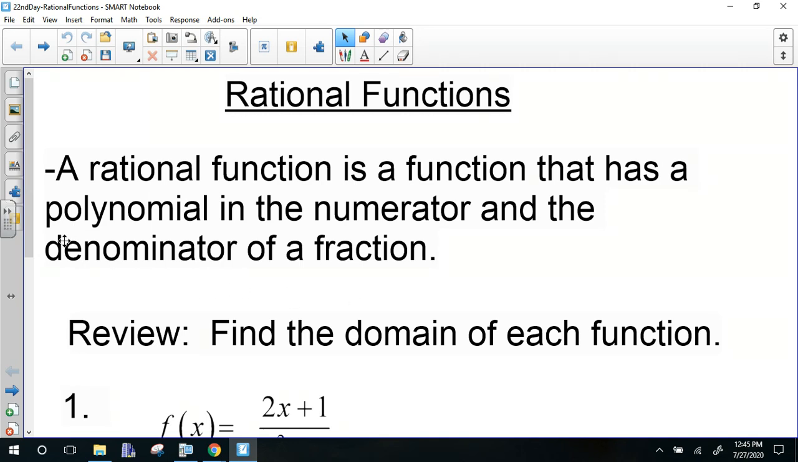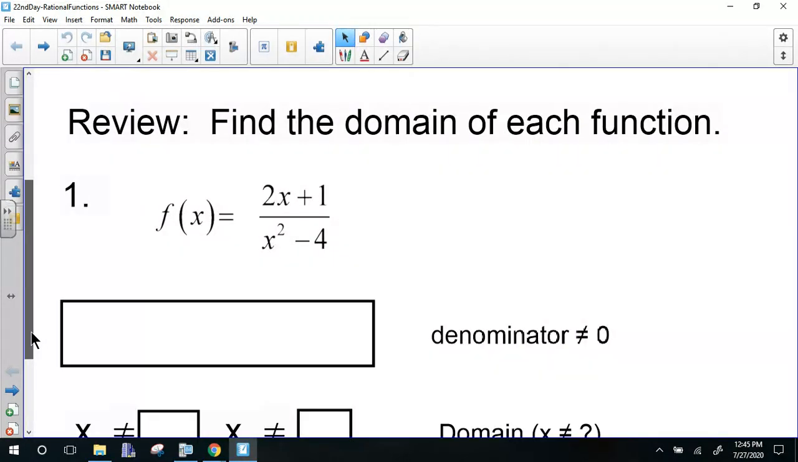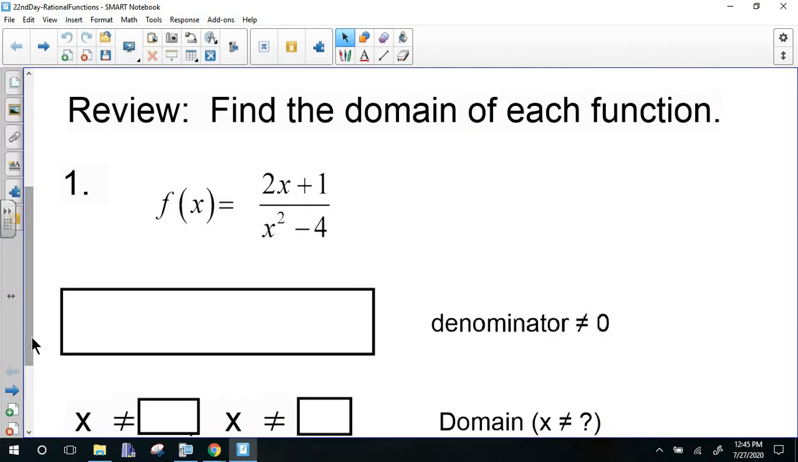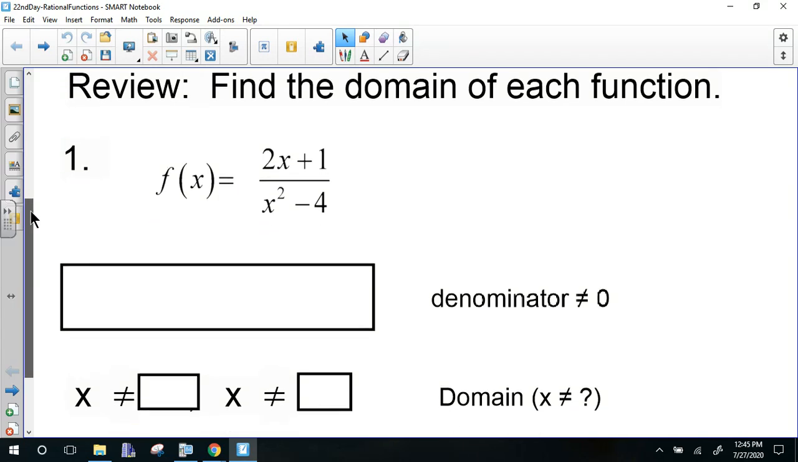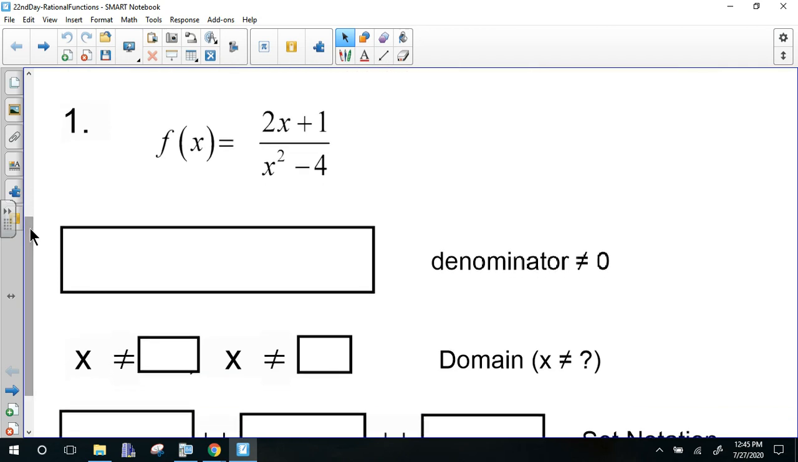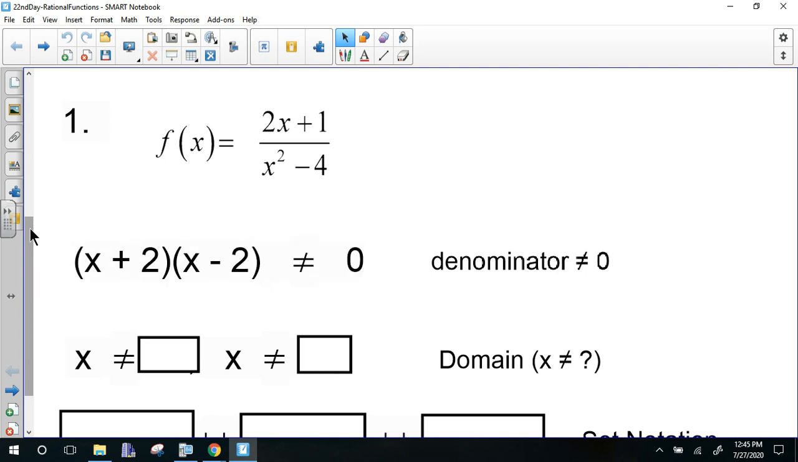So, the first thing we want to do is find the domain. This should be a review from Unit 1. Okay? To find the domain, we look at the denominator. It cannot equal 0. So if we set the denominator in factored form not equal to 0, we get x cannot equal -2 and x cannot equal 2.